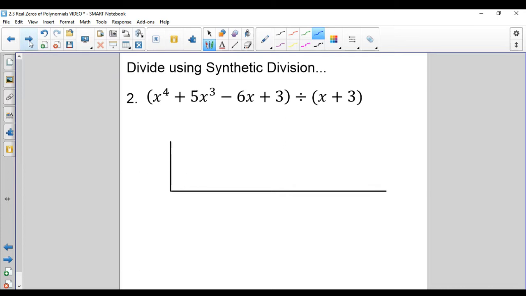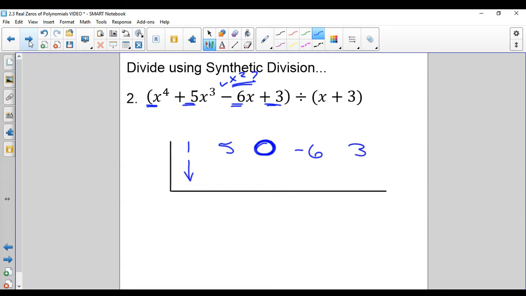Just a different setup, meaning the same thing. Coefficients go inside the box. So we got 1, 5 for x cubed. Now notice, there's no x squared. I need a placeholder for that. This is my x squared term. It's 0x squared, negative 6, and then a 3.